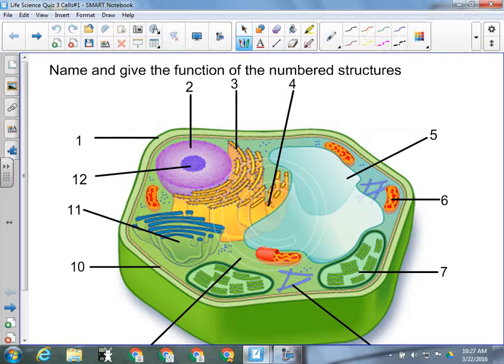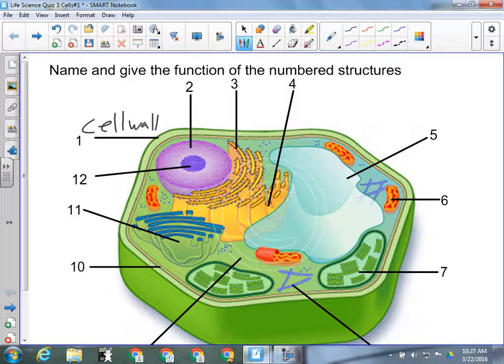Okay, structure number one, very outside of a plant cell, is the cell wall. For the function of the cell wall, if they have something about keeping the shape, supporting the shape, supporting the cell, something about support and shape is fine. They have protect, that's wrong. Cell wall does not have any protective function whatsoever.